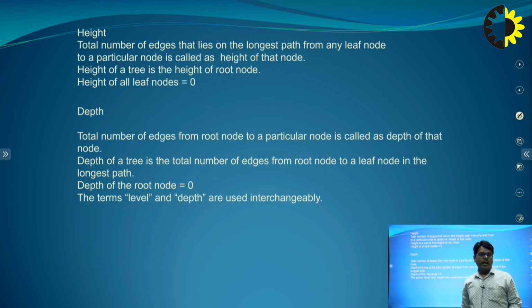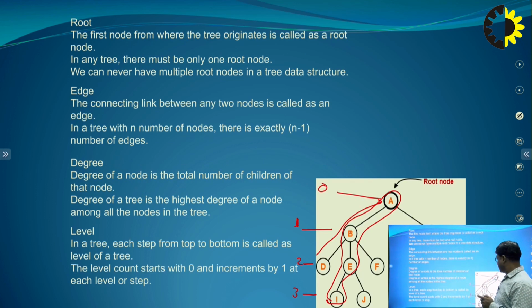Earlier I said that sometimes depth and level are used interchangeably, the terms level and depth. Most of the time or frequently we find out height and depth in order to solve certain kinds of problems related to the tree. So here level and depth are both used interchangeably. As per the definition, the total number of edges from the root node to a particular node is called the depth. Earlier I showed here that this was the depth for node D.